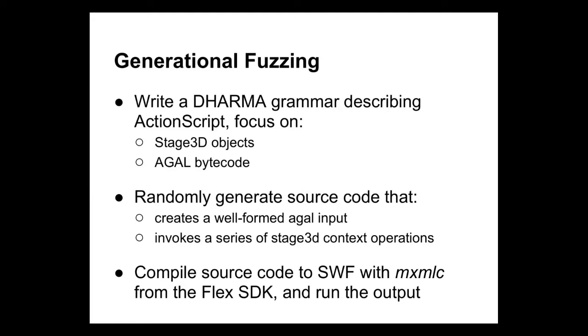That's really interesting. But once those were fixed, my test case generation was well-formed ActionScript, and I could compile it with, in this case, mxmlc from Flex, which unfortunately is a major bottleneck in scaling this, because it's written in Java and it's extremely slow.